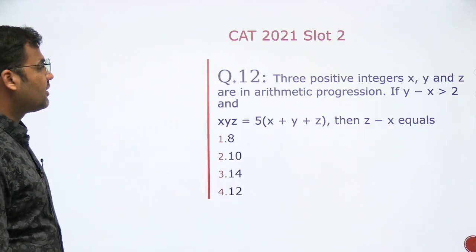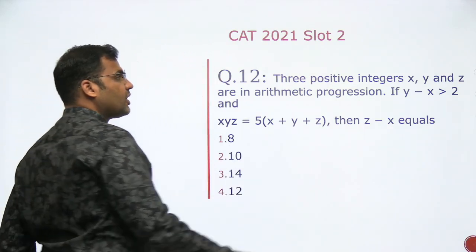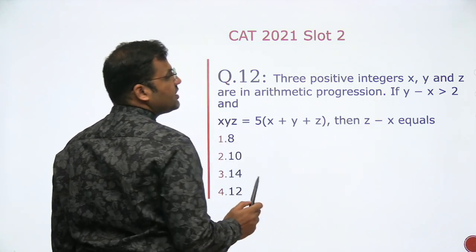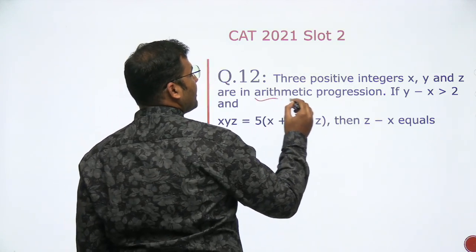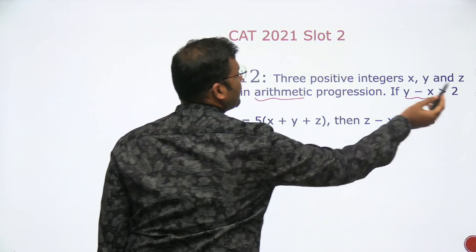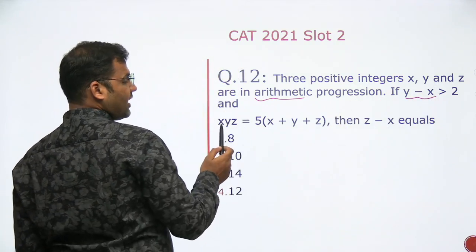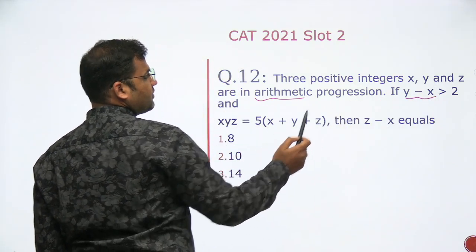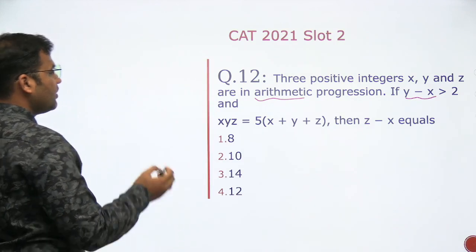Next question from algebra, arithmetic progression and geometric progression. 3 positive integers x, y, z are in arithmetic progression. Y minus x has to be greater than 2, and xyz is 5(x plus y plus z). Then z minus x equals what?